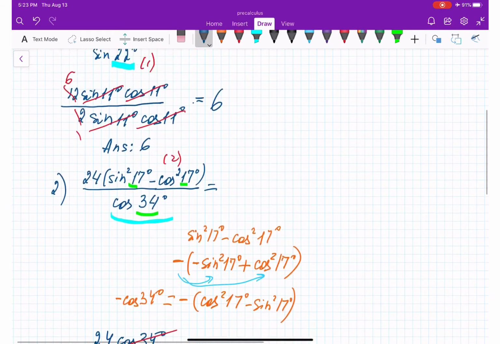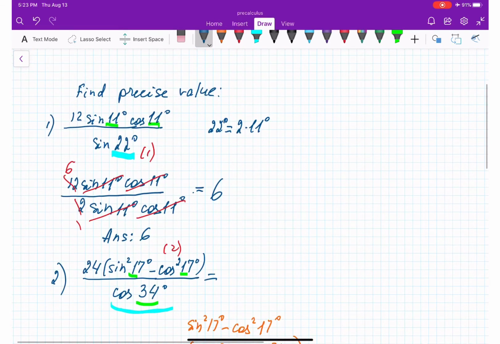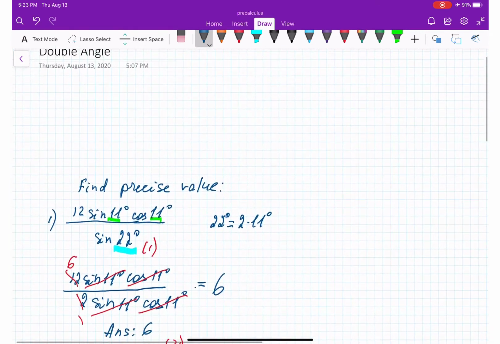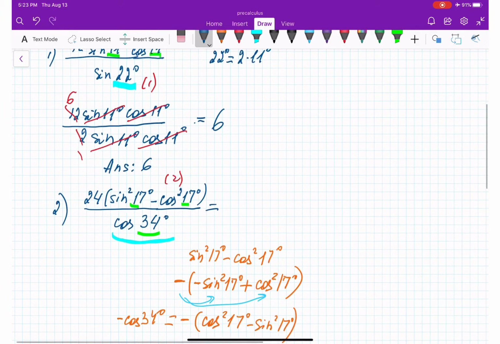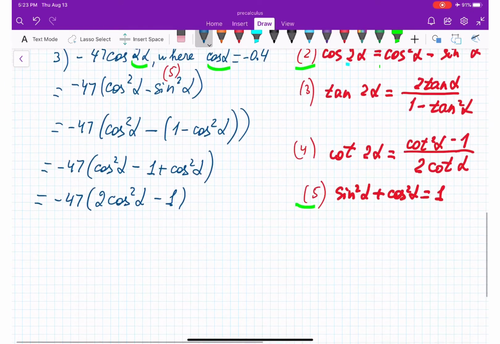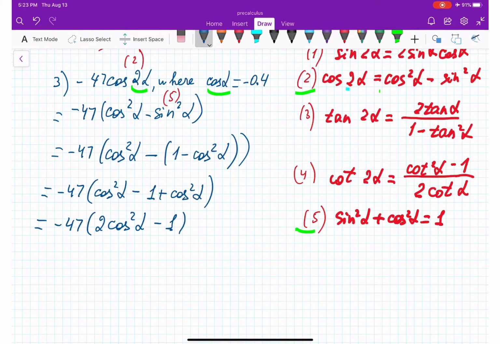Now, in all these previous examples, as you can see, we always have double angle. Once we see double angle, the problem is going to be to convert double angle into single angle. Okay? All right. Now, cosine alpha is given negative 0.4. So I'm going to apply negative 47 twice. Since I have cosine squared alpha here, I'm going to square negative 0.4. Square it and minus 1.